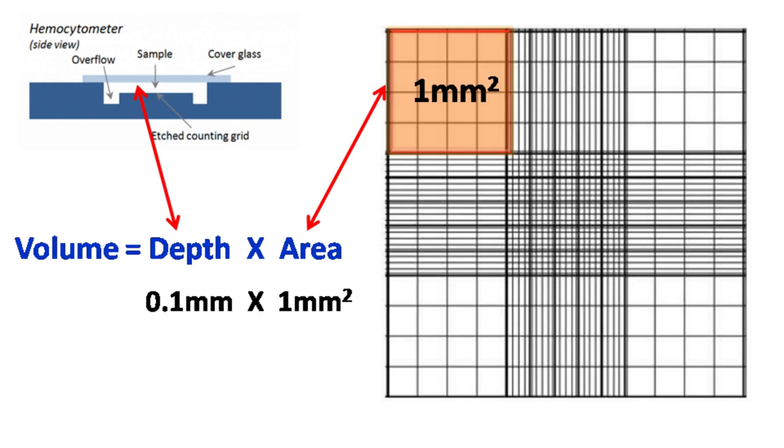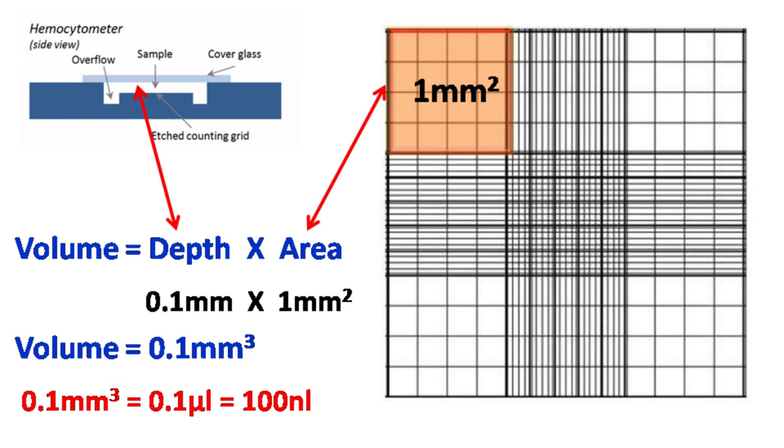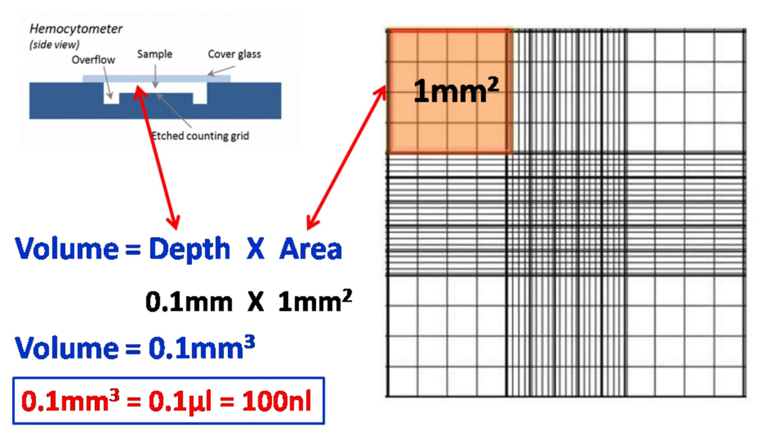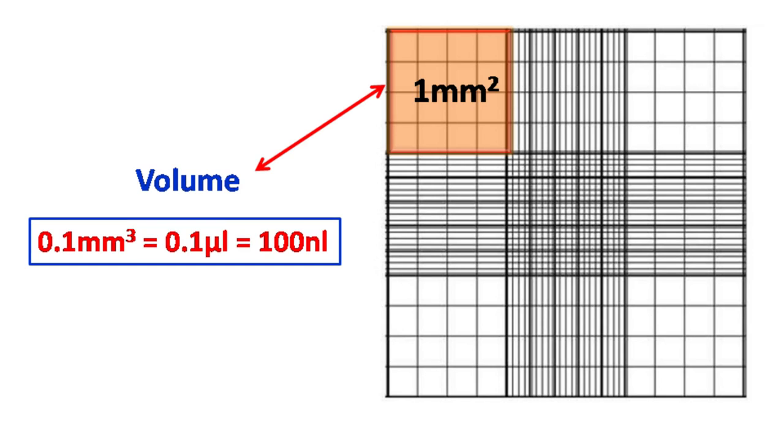Now if we multiply area by depth, then what we get is the volume. And here we come to the magical number of 100. The volume occupied by each of the large squares is around 100 nanoliters. And that's the only thing you need to remember, 100 nanoliters.